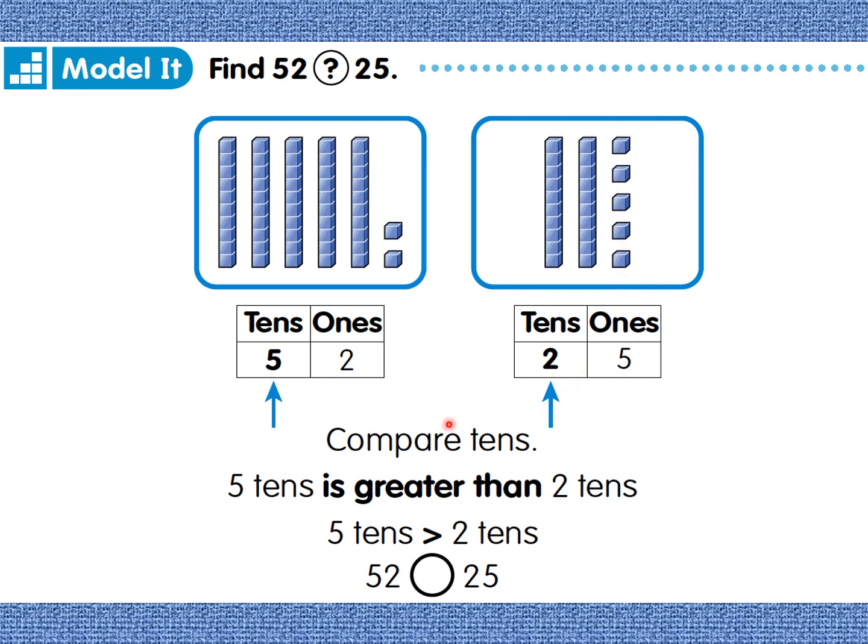Now we're going to compare them just by looking at the tens place. In Nora, we have 5 in her tens place, and with Nick, we have 2 in his tens place. And we know that 5 is greater than 2, so it's also true that 5 tens is greater than 2 tens. So that means 52 is greater than 25.